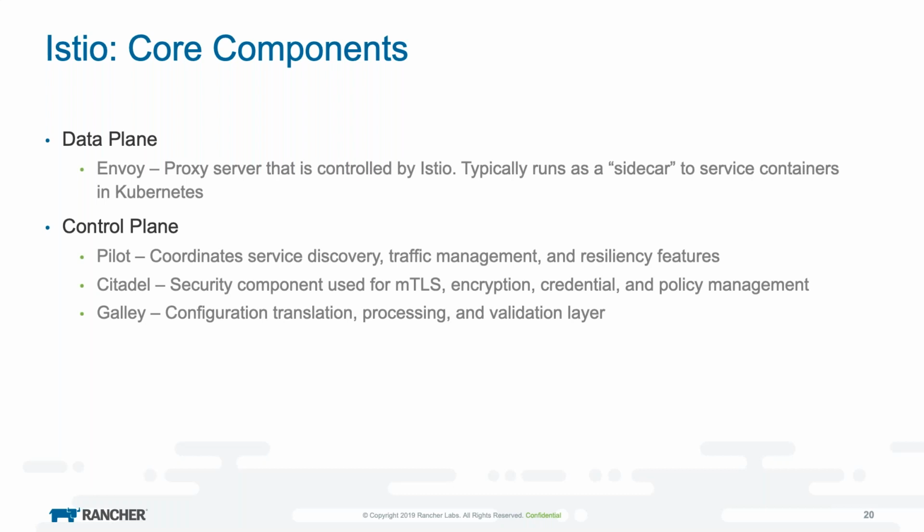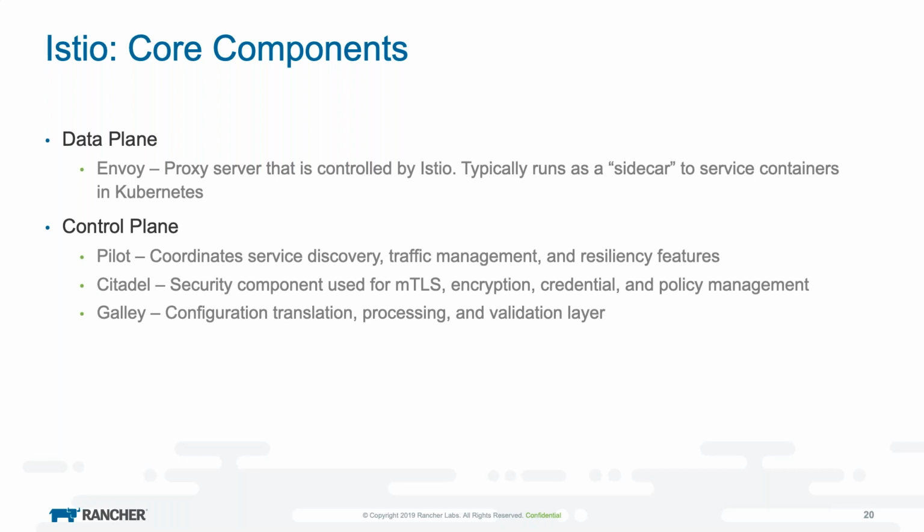Galley is the final component of Istio's control plane, and that's a configuration translating, processing, and validating layer. The goal of Galley, and this is actually lifted directly from the Istio docs, is to isolate Istio from the layer that it's running on, or from the infrastructure that it's running on. So Istio shouldn't have to be vulnerable to any particular misconfiguration in Kubernetes.